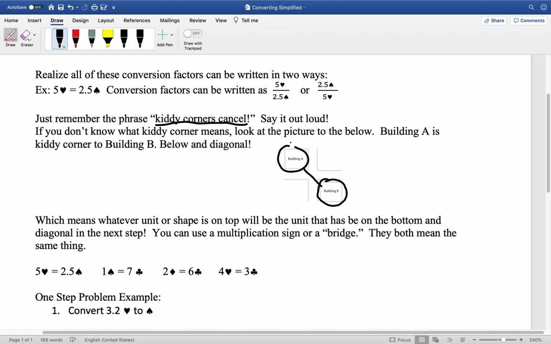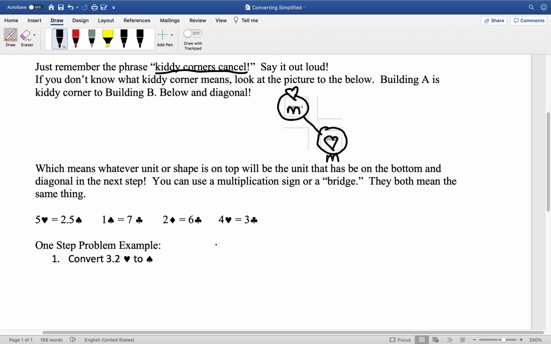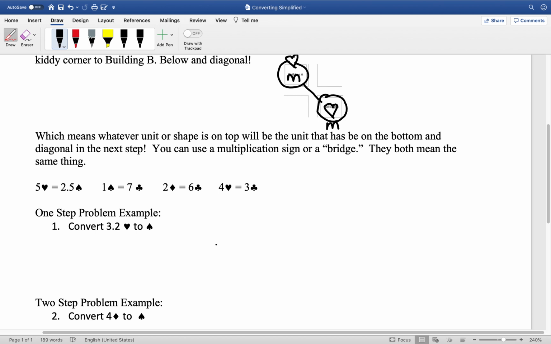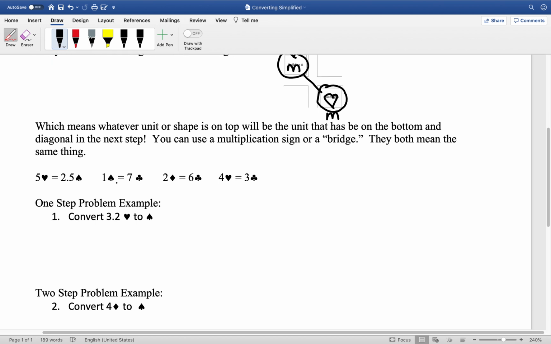So when we're talking about units, for example, if I'm doing my conversion and I have a heart up top, in my next step, that heart has to be at the bottom. Or if I'm using units, if I have a meter up top, that meter has to be kitty corner to the meter that was in the previous step. So kitty corners cancel means whichever unit or shape is on top will be the unit that has to be on the bottom and diagonal in the next step.